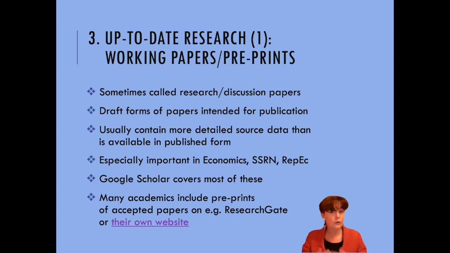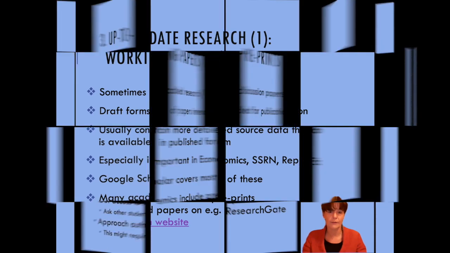Many academics also include preprints of accepted papers on, for instance, ResearchGate or their own website. And these are usually papers that are already accepted for journals, but haven't really been published in print yet. If you go to the slides for this session, you can click on the link and you can see how I do this on my own website. But many academics do this on ResearchGate. So ResearchGate is a really good source of working papers and preprints as well.